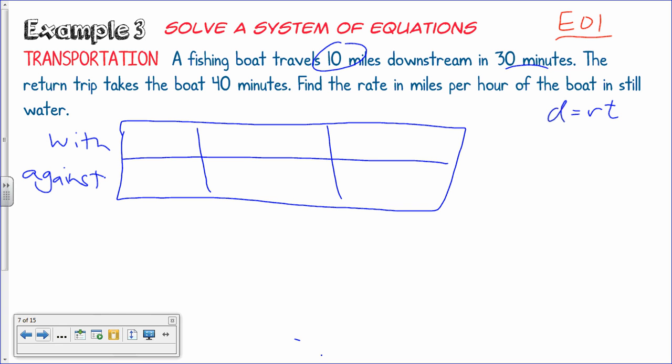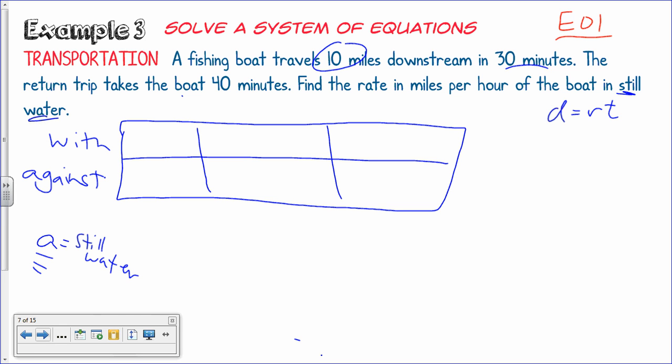Okay, now, I'm gonna let A be the boat's speed in still water. That's what I'm trying to find, right? Write that down. That's ultimately what I'm trying to find right there. That's how fast my boat can go, right? With the motor that I have, how fast can it travel in still water?